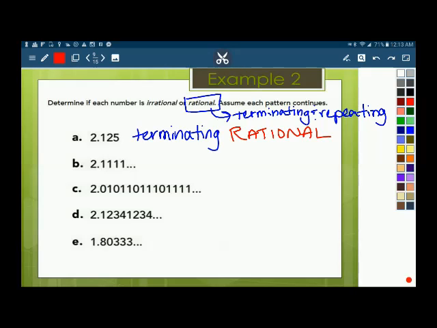For part B, I see that the 1 is repeating, and it's just the number 1 that is repeating, and it's the same digit that repeats, so that would also be rational. Sorry, I should write it like I did before. This I classified as repeating, which makes it rational.